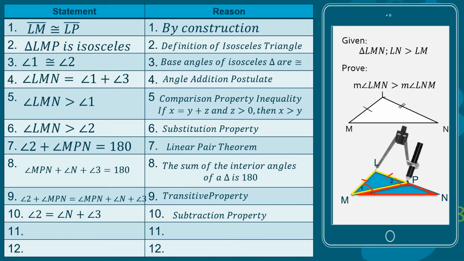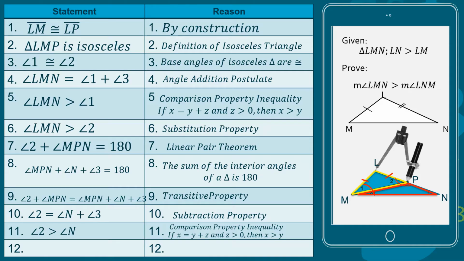Now, based on statement number 10, write an inequality statement focusing on angle N. What can you say about angle N? Of course, angle 2 is now greater than angle N. What property is this again? This is under the comparison property of inequality, wherein if x is equal to y plus z and z is greater than 0, then x is greater than y.